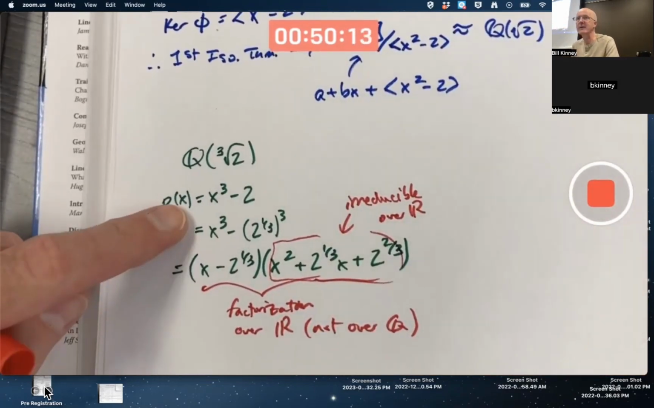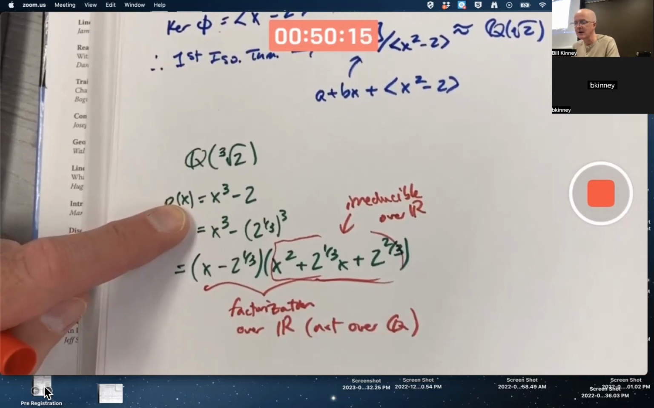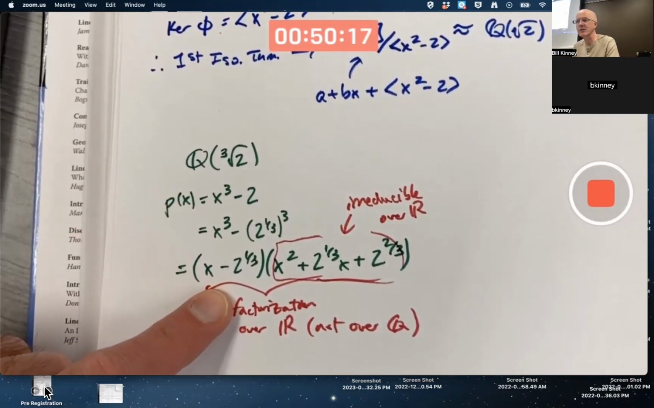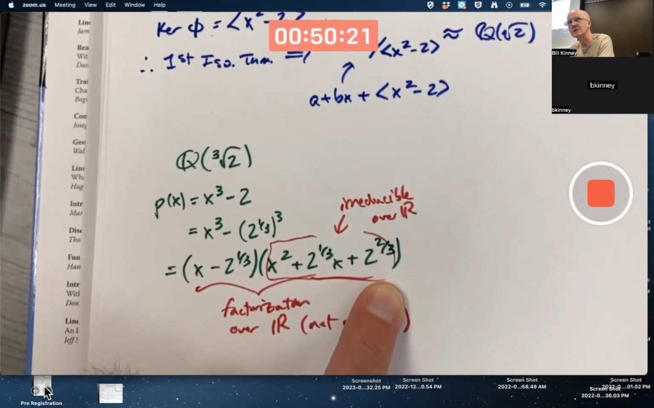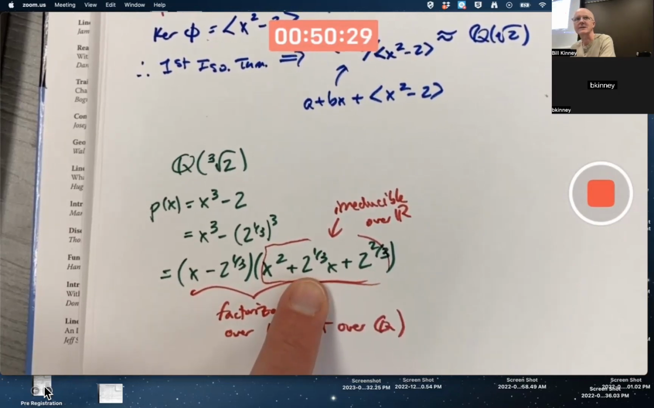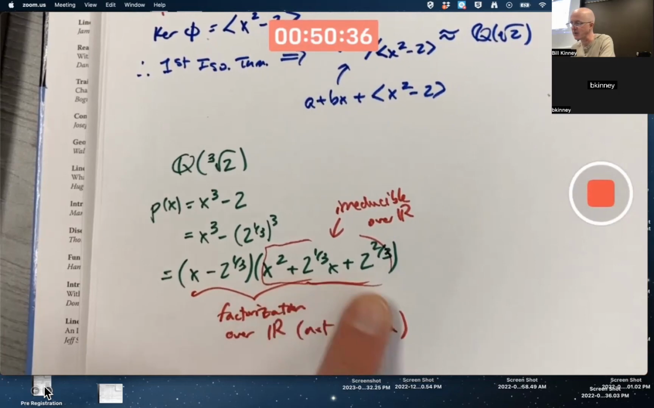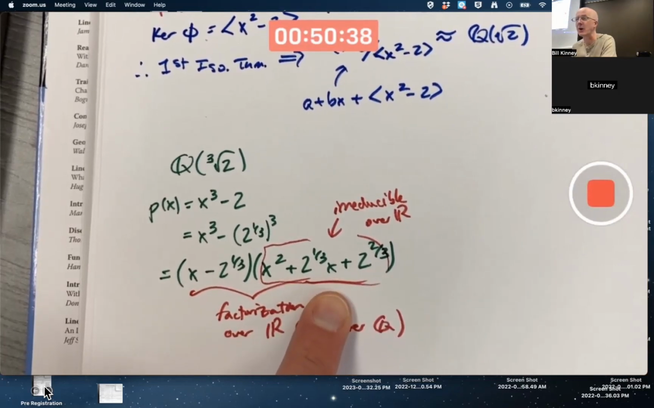So the original polynomial is reducible over R, but when you partially factor it over R, you are left with a quadratic that's irreducible over R. It's got complex roots. If you want to confirm that, you could use the quadratic formula. You'll see you'll get a negative number under the square root, b squared minus 4ac will be negative. I mean, b squared is going to be 2 to the 2/3 minus 4 times that's going to be negative 3 to the 2/3. Square root of negative numbers is going to involve i.